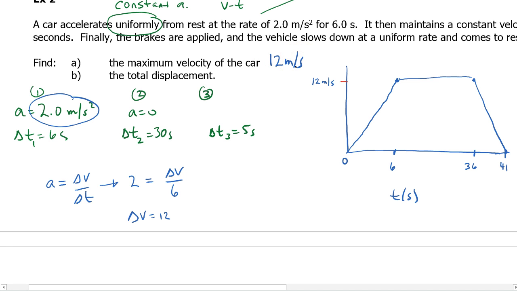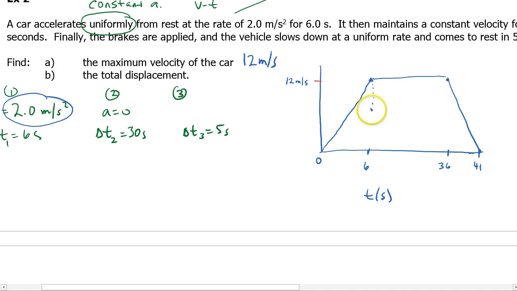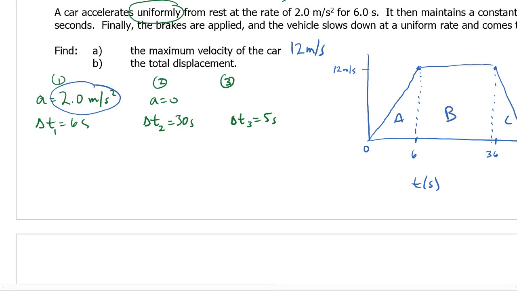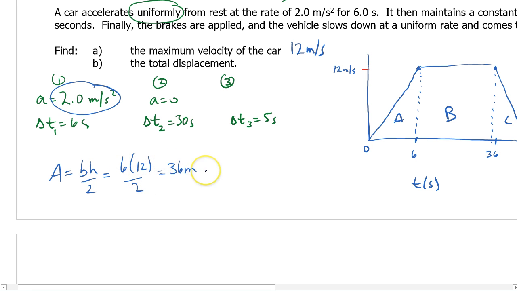And then it says find the total displacement. So to find the total displacement is to find this total area. To find that total area, probably the easiest way is to block it off into 3 different segments, right? So I'll call this one A, and then B, and then C. So the area for A is going to be, it's a triangle, base times height over 2. The base is 6. The height is 12 divided by 2. So that's the same thing as 3 times 12, which is 36 meters.